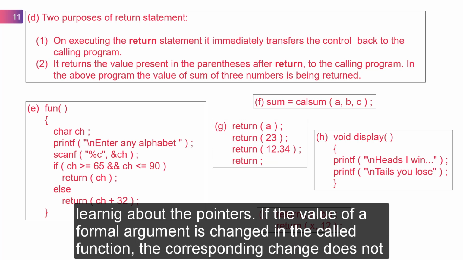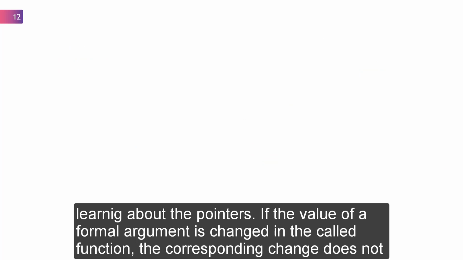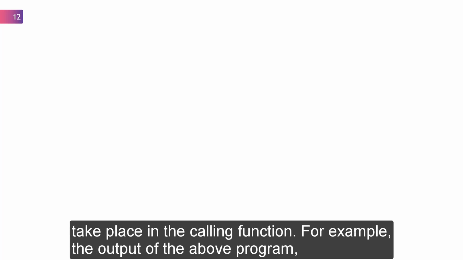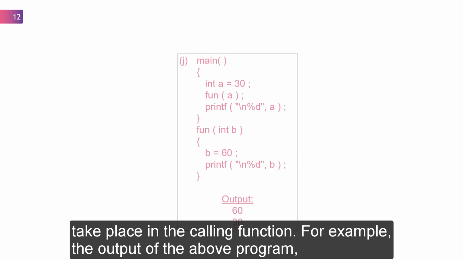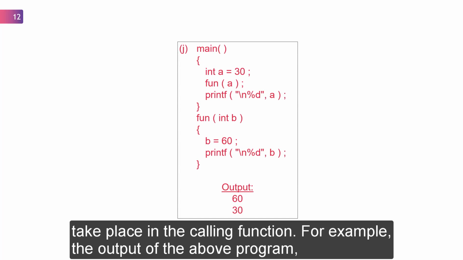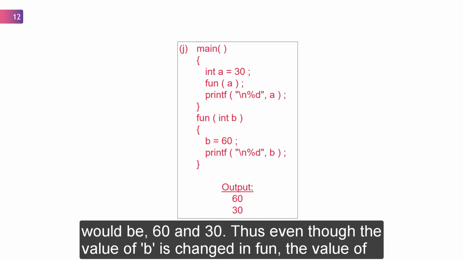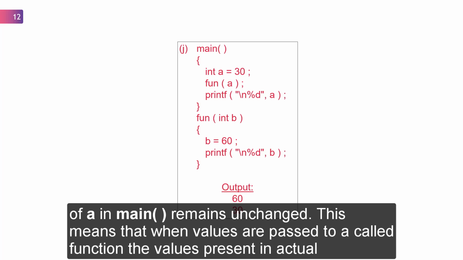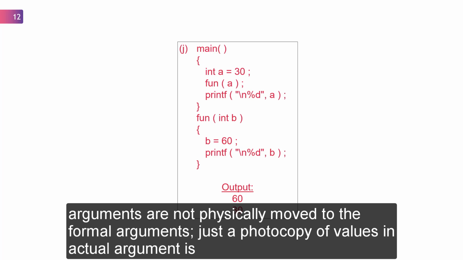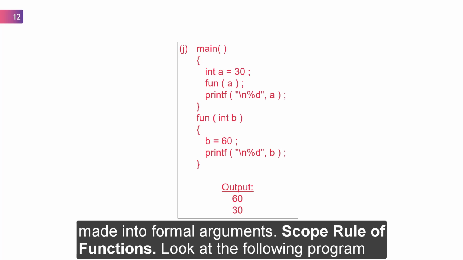If the value of a formal argument is changed in the called function, the corresponding change does not take place in the calling function. For example, the output of the above program would be 60 and 30. Thus, even though the value of b is changed in fun, the value of a in main remains unchanged. This means that when the values are passed to a called function, the values present in actual arguments are not physically moved to the formal arguments. Thus, just a photocopy of values in actual arguments is made into formal arguments.